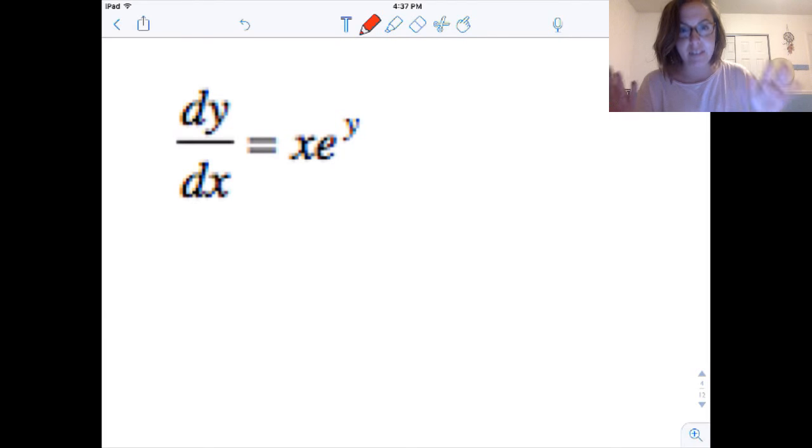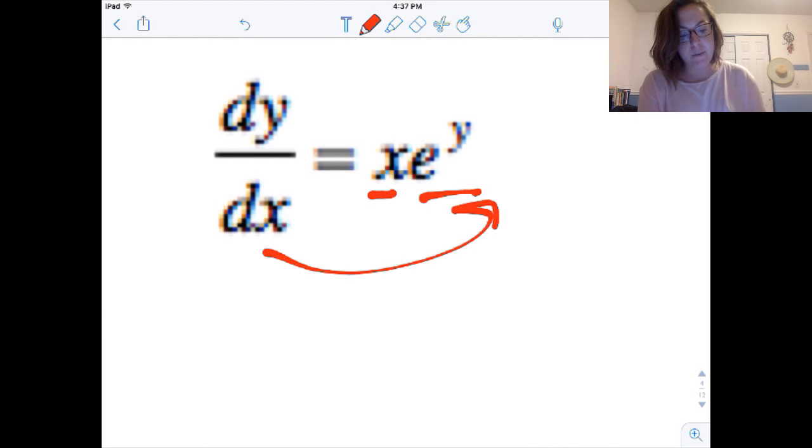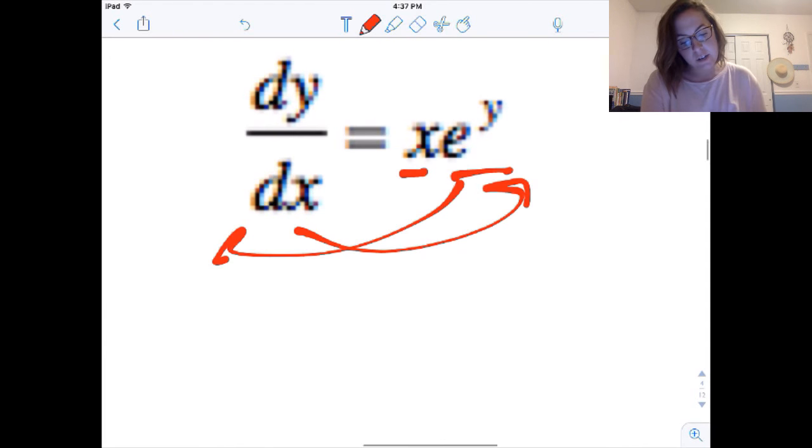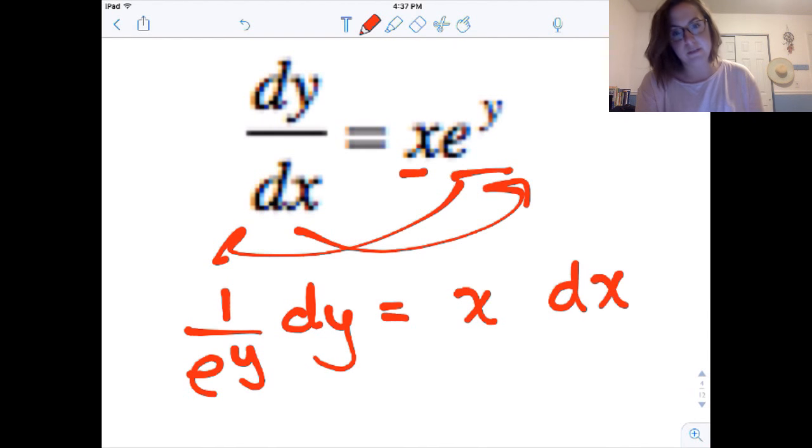But this one looks pretty separable, right? This is all in terms of x. That's all in terms of y. So let's get started with this one. I'm going to bring the dx up there, bring the e to the y over to here. So I get 1 over e to the y dy equals x dx. So, separated, integrate, the only calculus we do here.